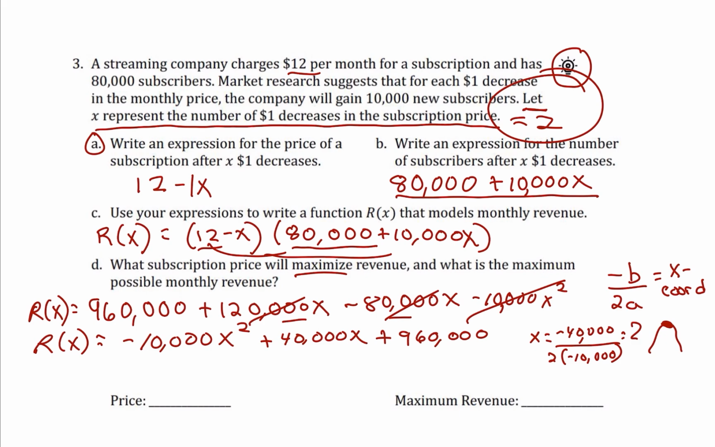The original price was 12, so we can just put 2 into this expression, and our price that will optimize our revenue is $10 per month. So then the way that we get our maximum revenue, when you think about it, we could either use this revenue form right here, or we could think, okay, our number of subscribers went up by 20,000, because every time we lowered our price by $1, the number of subscribers went up by 10,000. So the maximum revenue would be 10 times 100,000, which is going to be $1 million.